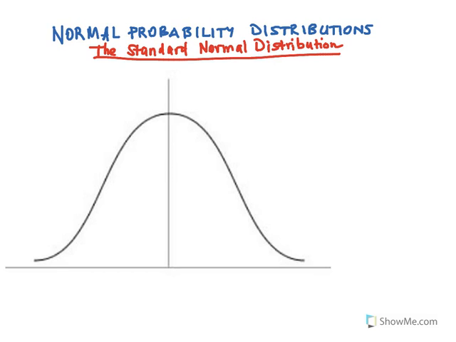Hello all. Let's talk about the normal probability distributions and especially the standard normal distribution. The standard normal distribution, as we've covered before, is the normal distribution of the standard variable z, otherwise called the standard score or z-score. Now this standard normal distribution is mostly represented by this bell-shaped curve that we have right over here.